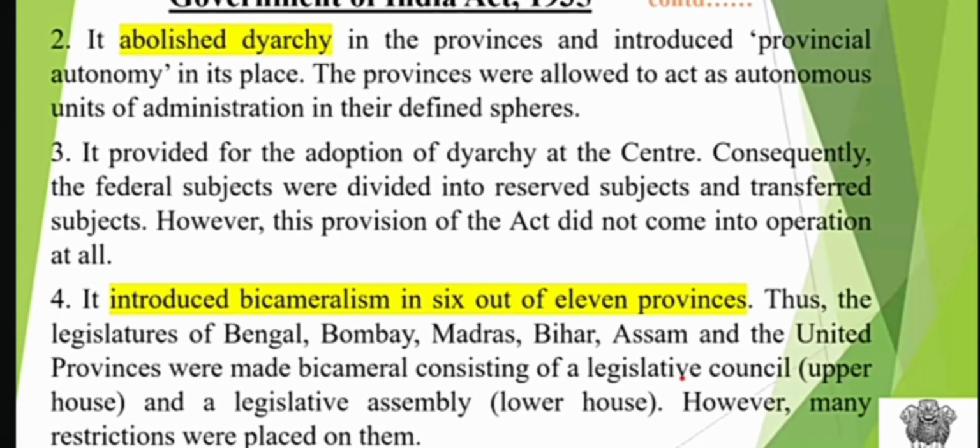Fourth, it introduced bicameralism in 6 out of 11 provinces. Thus, the legislatures of Bengal, Bombay, Madras, Bihar, Assam, and the United Provinces were made bicameral, consisting of a legislative council and a legislative assembly. However, many restrictions were placed on them.